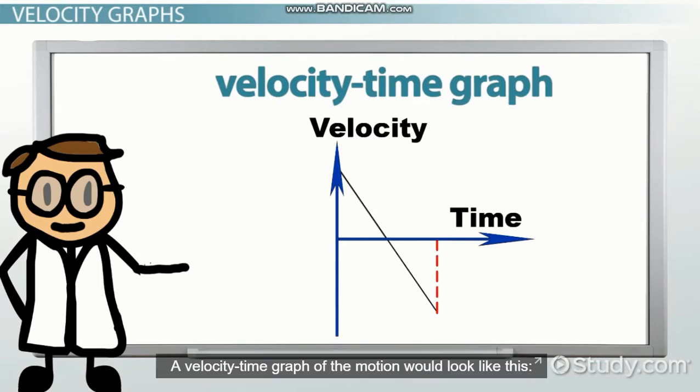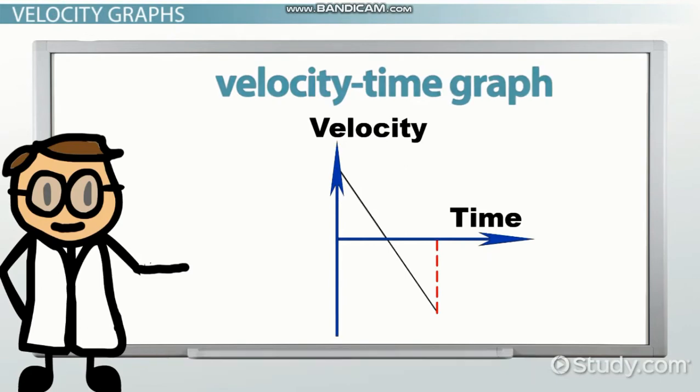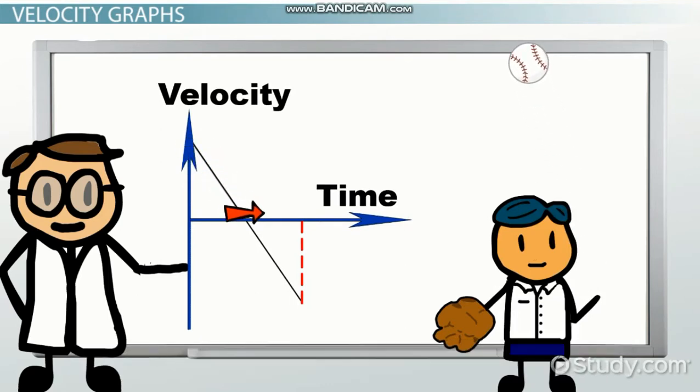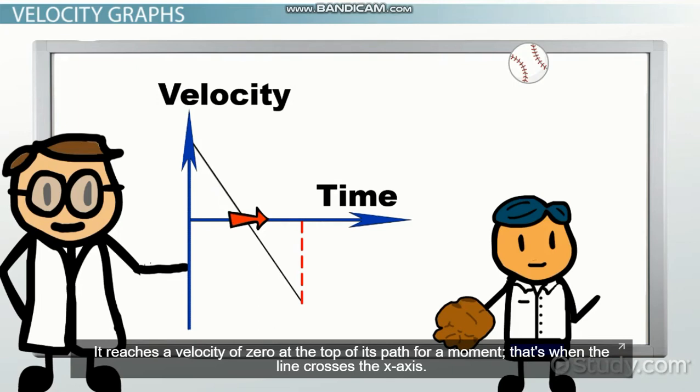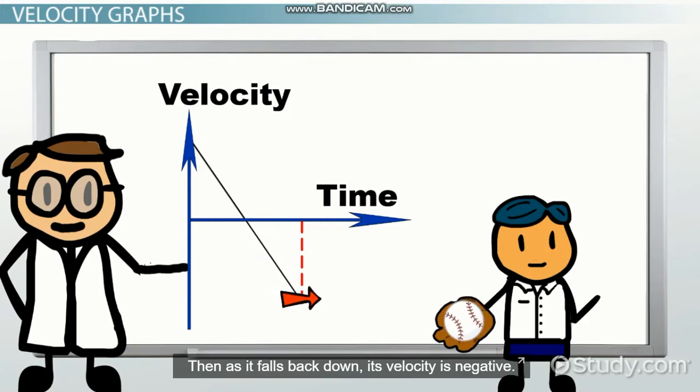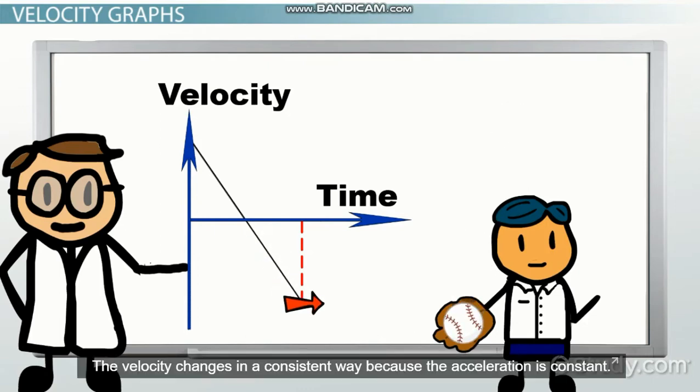A velocity time graph of the motion would look like this. Since the object is moving up at first, the velocity starts out as positive. Up is usually called positive. It reaches a velocity of 0 at the top of its path for a moment. That's when the line crosses the x-axis. Then, as it falls back down, its velocity is negative. The velocity changes in a consistent way because the acceleration is constant.